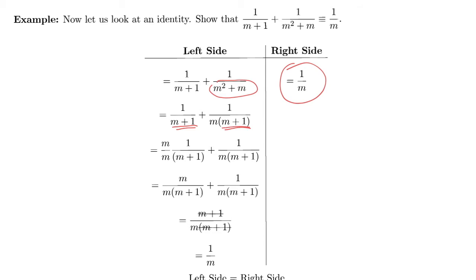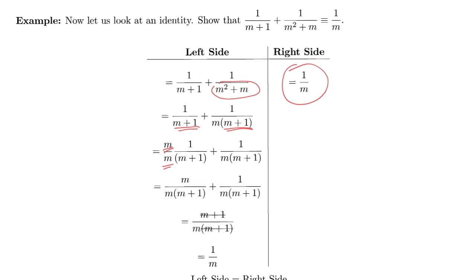So for me to add these two fractions together, what I need is an extra factor of m in that first term, and specifically in the denominator. So I put m there, but that requires that I put m in the numerator. And so now I get m over m times (m plus 1) plus 1 over m times (m plus 1). The denominators are the same, so I can add the numerators together, and I get (m plus 1) over m times (m plus 1). And then notice what happens. Okay, I've got some canceling occurring.